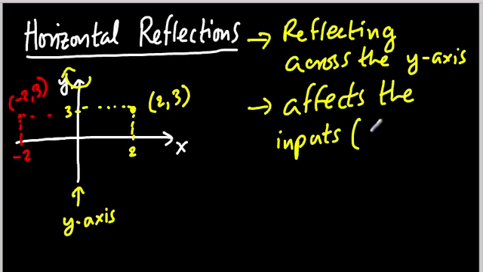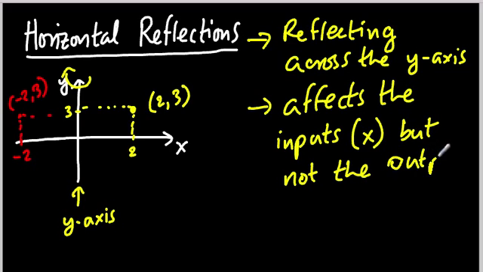In other words, it reflects the x's, but not the outputs, which we describe as the y's. And so it's very important to remember that when you're reflecting horizontally, even though you're affecting the x's, we are reflecting across the y-axis, because the y-axis helps us move the x-coordinate from being positive to negative or vice versa.